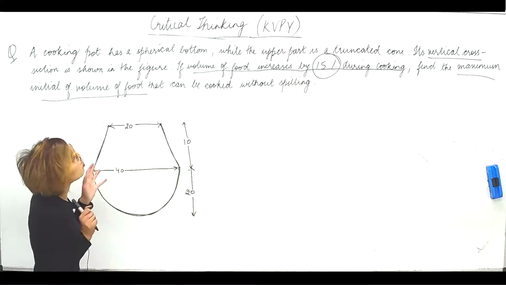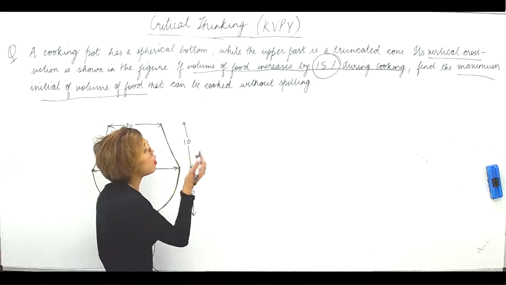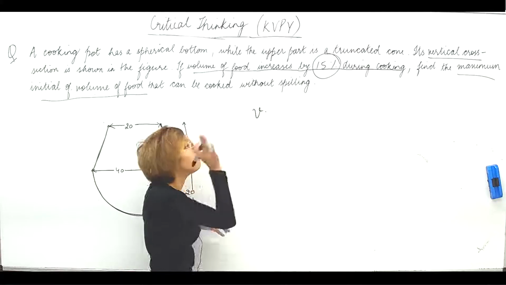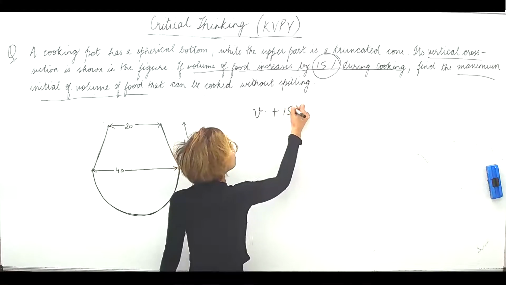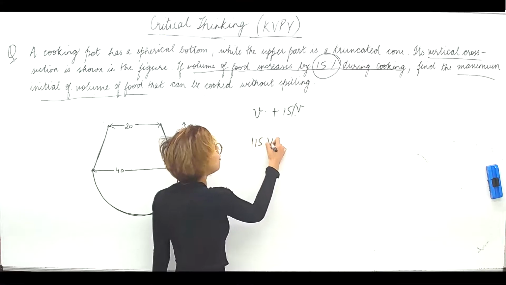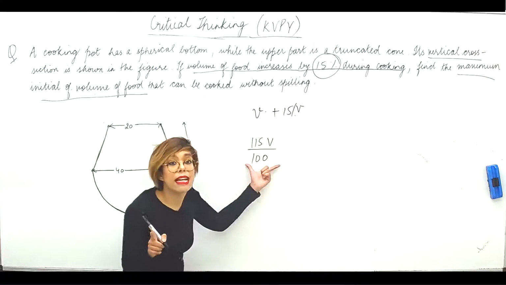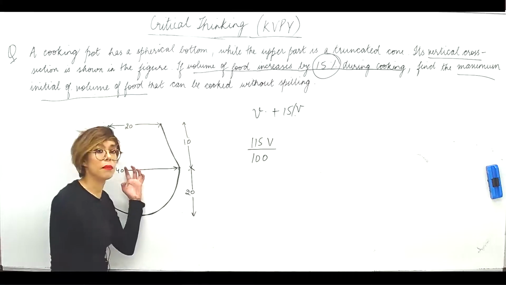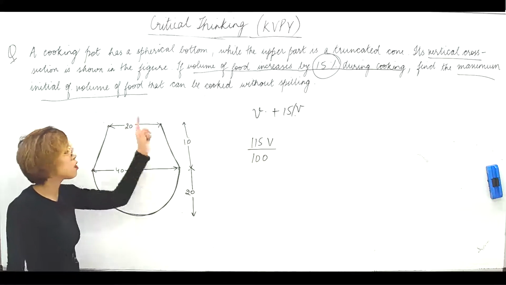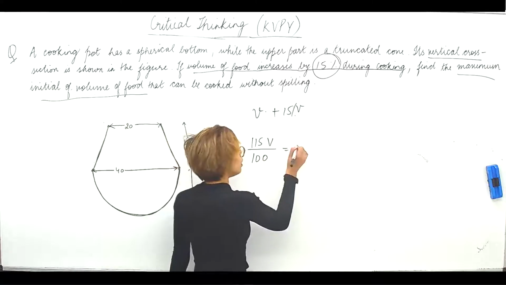Now, I have to make sure if volume of food increases by 15%. Suppose the initial volume is V. I know that volume will be increased by 15%, so V plus 15% of V. This will be the final volume. So, this is nothing but 115 V by 100. Now, this much volume, I have to make sure that it remains inside this cooking pot. So, this volume should be equal to the volume of this entire figure.